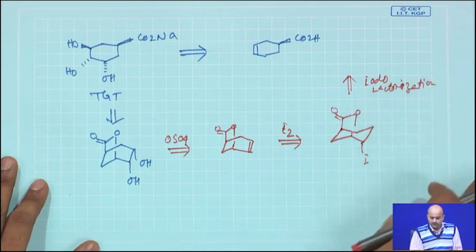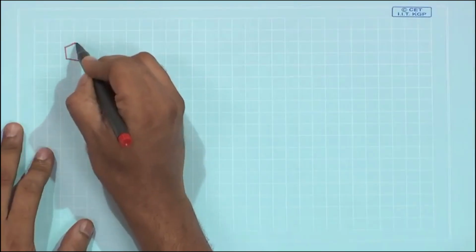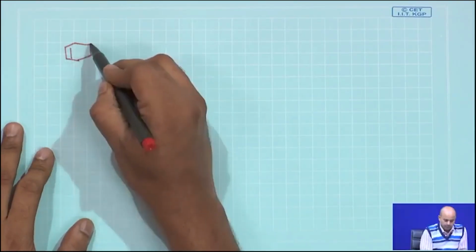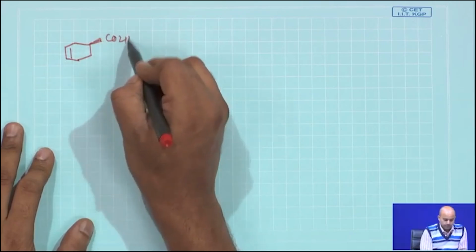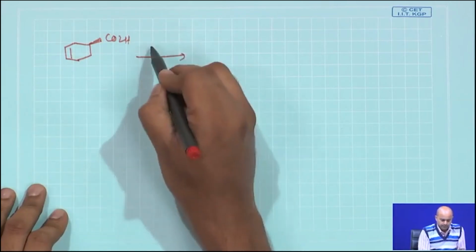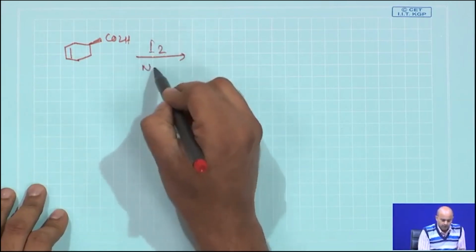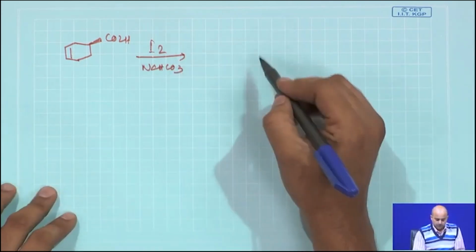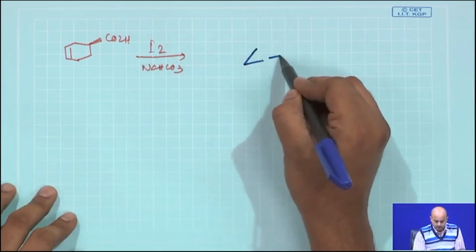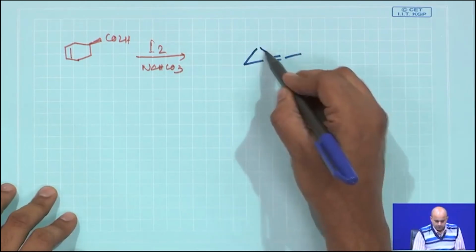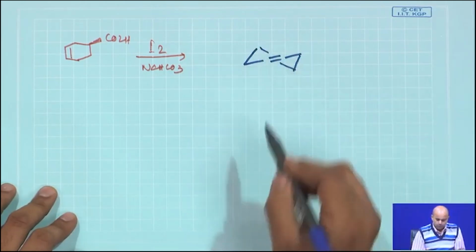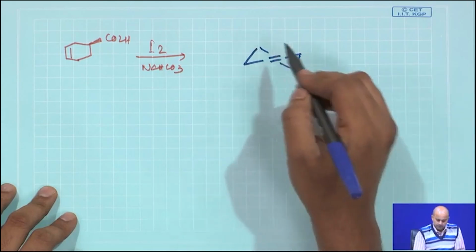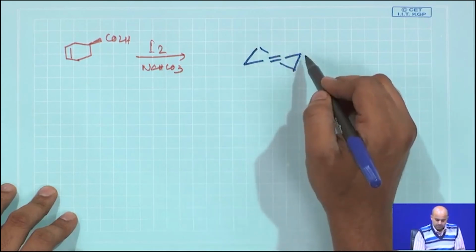So, now we will analyze the forward path and how these things have been done. We first write this starting material in the 2-dimensional form. Then we say that this compound is subjected to iodine and sodium bicarbonate, the standard condition of iodolactonization. We write this compound in a half chair form to give you a little bit of a structural viewpoint.